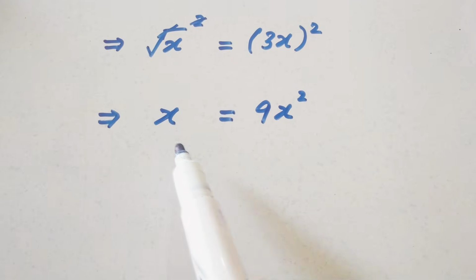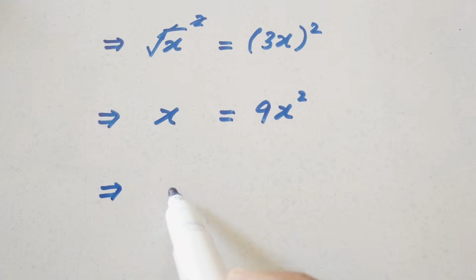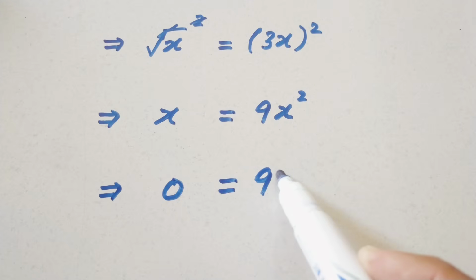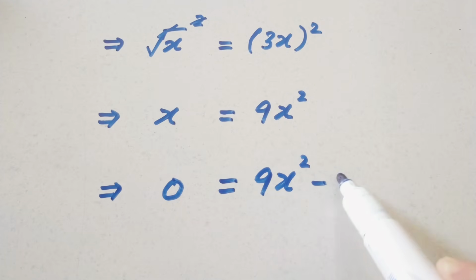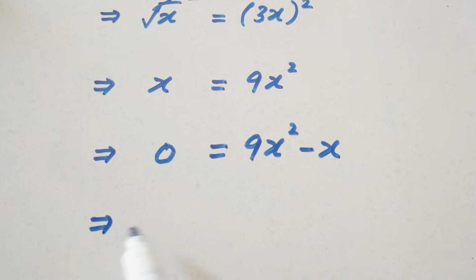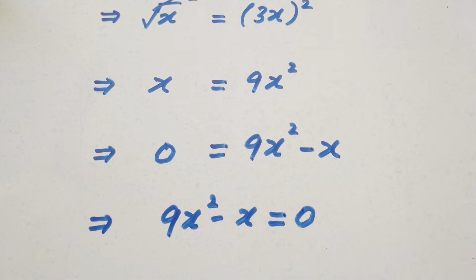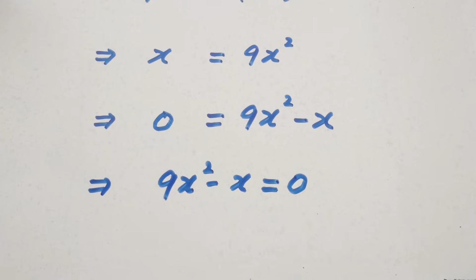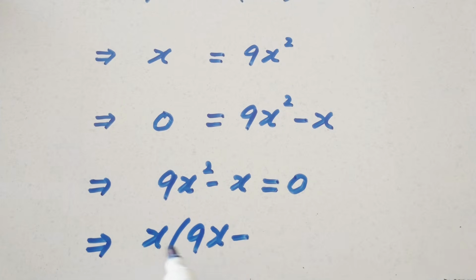Now by moving x from the left hand side to the right hand side, there will be 0 on the left, so this will become 9x squared. By moving, this will be negative on the right hand side. So we have 9x squared minus x is equal to 0. Now we can factor out x from the left hand side. Inside, 9x minus 1, we have taken x common, is equal to 0.